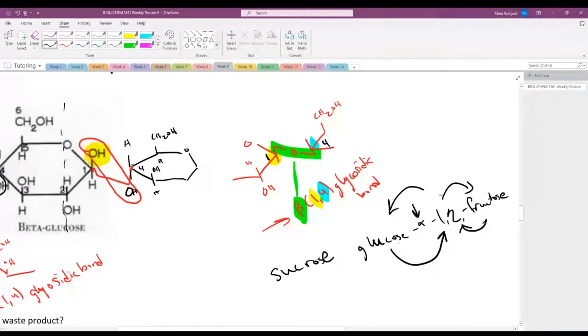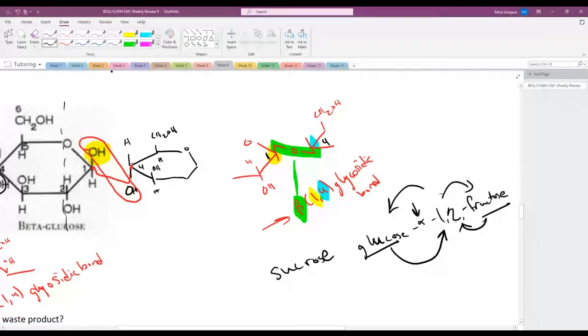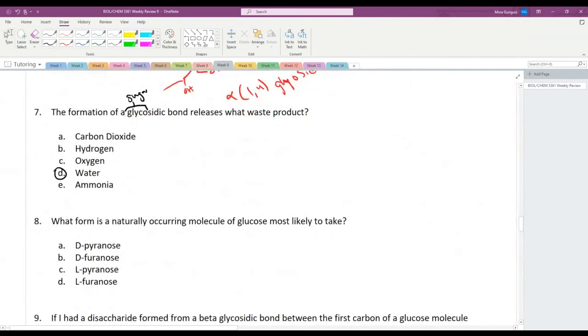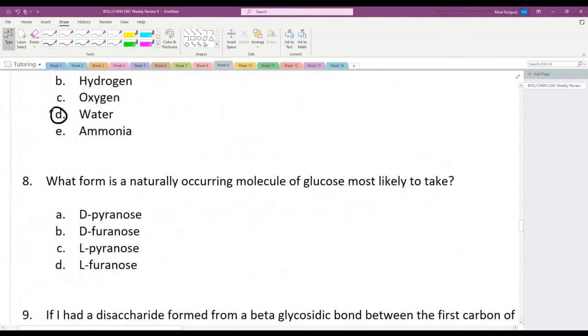Sucrose is always glucose bound to fructose in an alpha linkage between the first carbon of glucose and the second carbon of fructose, always, right? So if it was a beta bond between the exact same carbons on the exact same saccharides, it would not be sucrose. Okay, that's very important, right? Okay, so tangent over, let's move on.